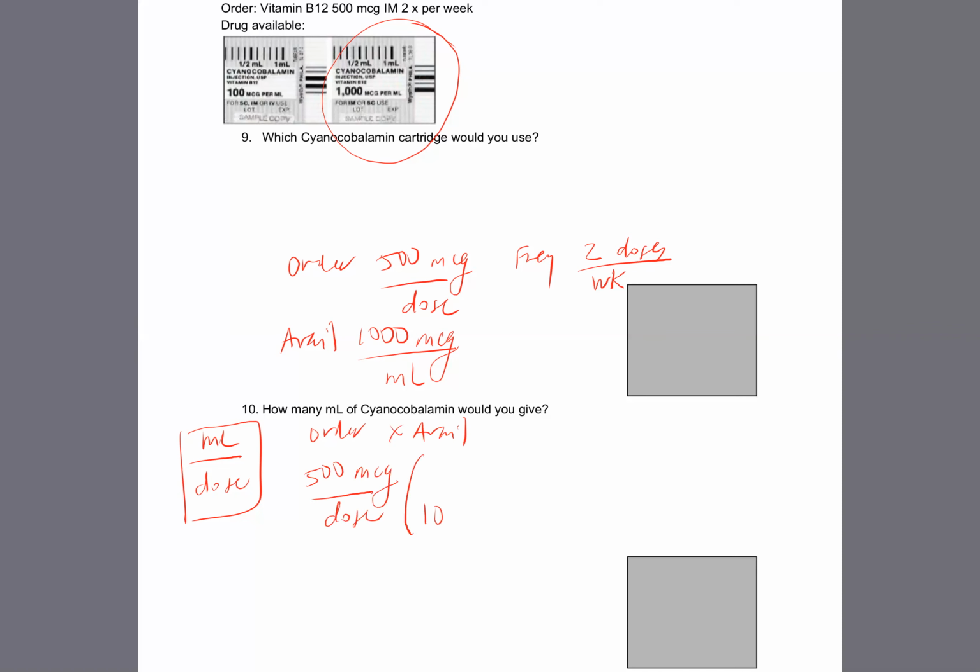You want micrograms to cancel the units, so you have 1,000 micrograms in the denominator, mLs in the numerator, and you will be giving 0.5 mLs per dose of vitamin B12 IM. Final answer, 0.5 mLs per dose. And you would pick the 1,000 micrograms per ml for number 9.